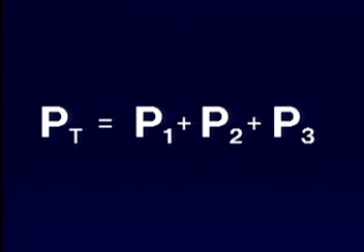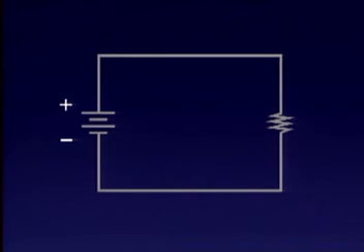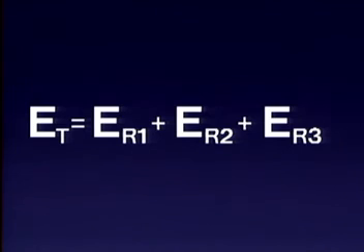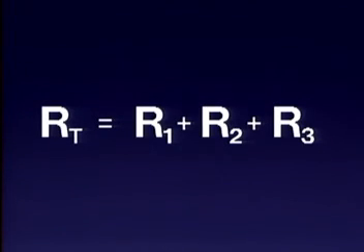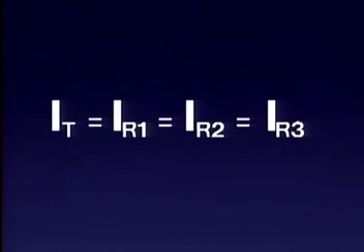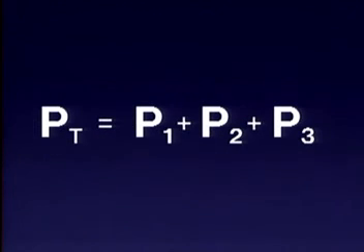Let's stop here and review what you've been shown. Number 1. A series circuit is defined as a circuit with only one power source and only one path for current to flow. Number 2. In series circuits, total voltage is equal to the sum of the individual voltage drops. Total resistance is equal to the sum of the individual resistances. Current is the same through each point in the circuit, and the total power dissipated is equal to the sum of the individual power dissipations.